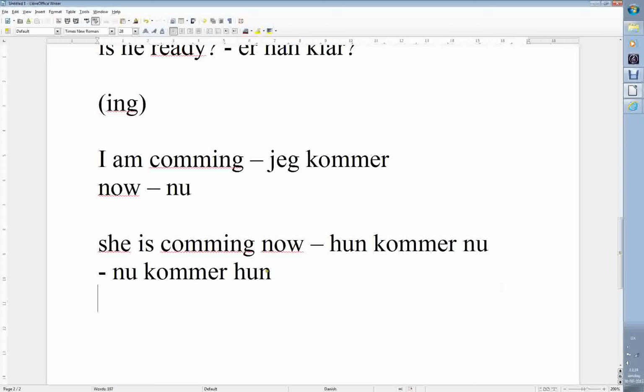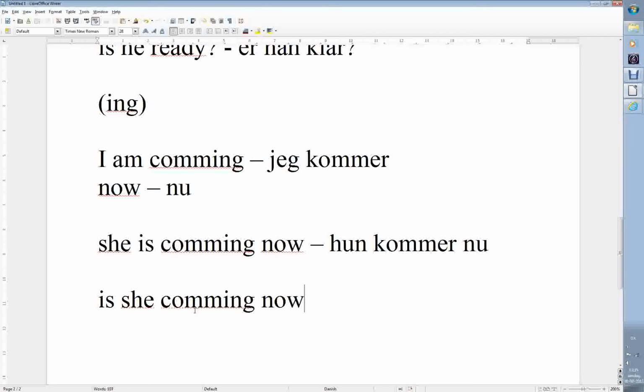But we'll stick to the one that's closest to English. This one we will not be using. It's okay, but we'll not be using it. Okay, so more translation. And for the question part, we have: is she coming now? And what would that be? Here we also have the swap again, like in English: kommer hun nu, with the nu at the end.